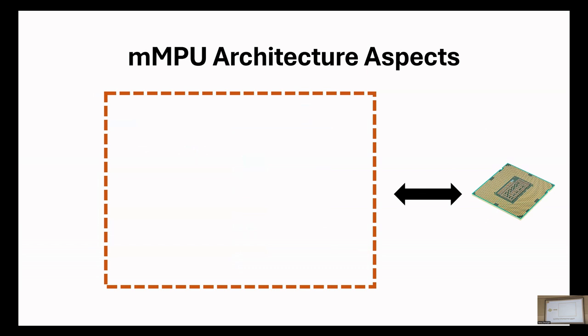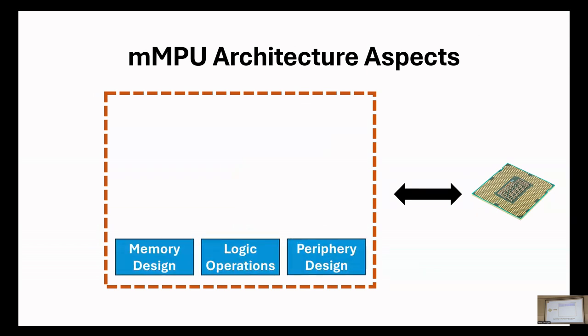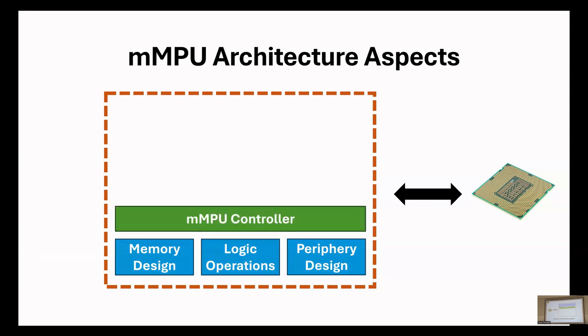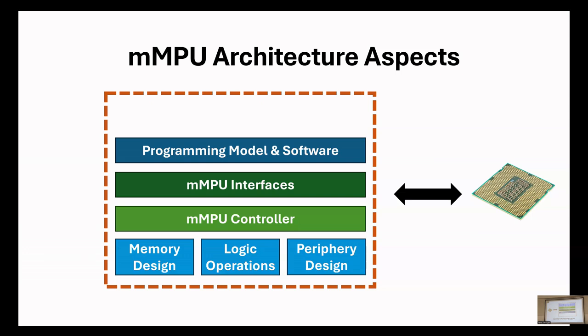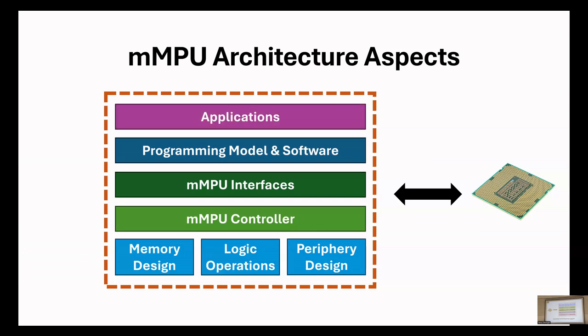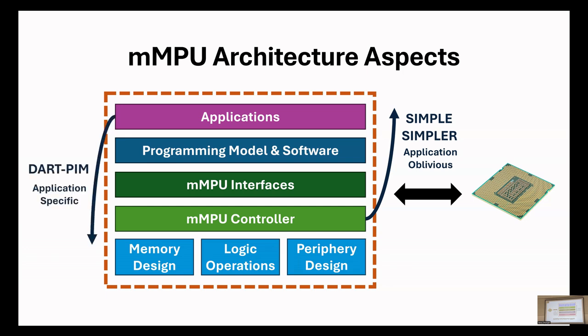So there are a lot of aspects to the MMPU. First, there is all the low-level stuff, which is the memory design, the logic, the periphery, the controller, the interfaces, programming model and software, and the applications. My first 2 works were on the MMPU controller, to implement an efficient controller, and they're both application videos. And then my 3rd work is DarkBeam, which is application specific; it's an accelerator for DNA sequences. So I'm going to start with these 2 works and then go to the 3rd.